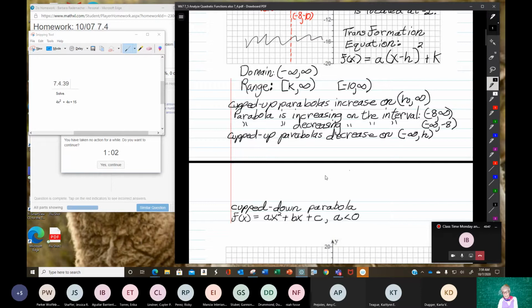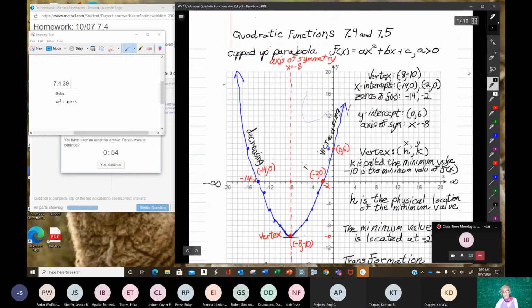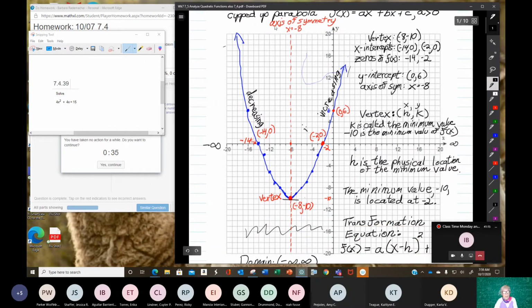Okay. How was that? Let's go over it because then we're going to go over the same thing for cupped down parabolas, only things will be different. Well, it's going to be a different parabola also. Your most important parts of a parabola are the axis of symmetry, the vertex, the x-intercepts, the zeros, and the y-intercept.